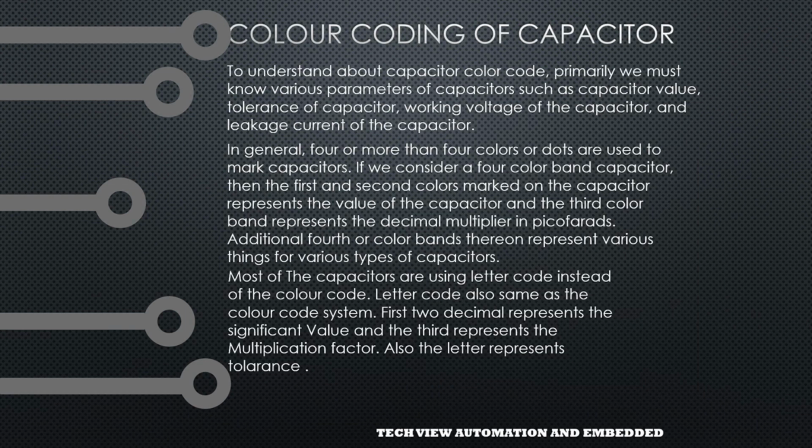To understand the capacitor color code, we must first know various parameters of capacitors such as capacitor value, tolerance, working voltage, and leakage current in general. Four or more colors or dots are used to mark capacitors. If we consider a 4-color band capacitor, then the first and second colors marked on the capacitor represent the value of the capacitor and the third color band represents the decimal multiplier in picofarads. Additional fourth or further color bands represent various things for various types of capacitors. Most capacitors use a letter code instead of a color code. The letter code is also similar to the color code system. The first two digits represent the significant value and the third digit represents the multiplication factor.